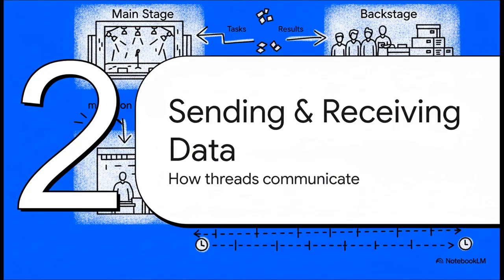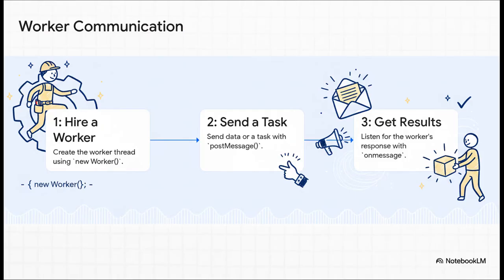Okay, so we've hired this awesome backstage crew. That's great. But how does the main stage actually talk to them? How do we give them a task and then get the results back when they're finished? It's really just a simple three-step process. First, in your code, you hire the worker. You do that by creating a new worker.